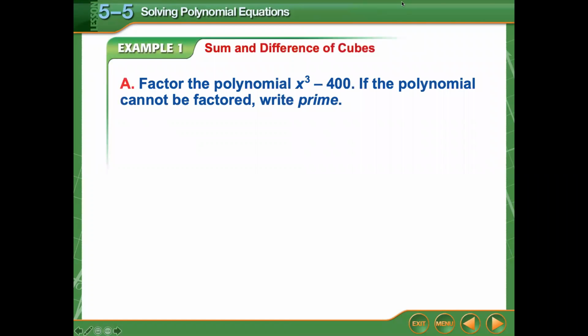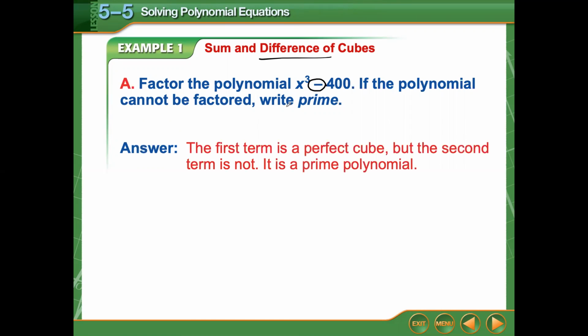So we're going to take a look here at factor the polynomial x cubed minus 400. So using a sum or a difference, in this case, we would look at the word for difference. And the reason we know we're going to look at difference is because we have that minus sign. So this here would tell me that we're going to look at a difference. And so the first thing is, yes, I know x cubed is a perfect cube. However, 400 is not a perfect cube. Therefore, this is a prime polynomial, and I'm not going to be able to factor it.